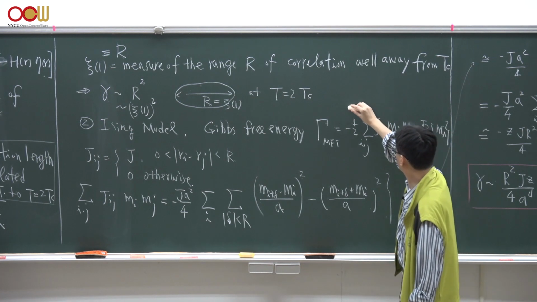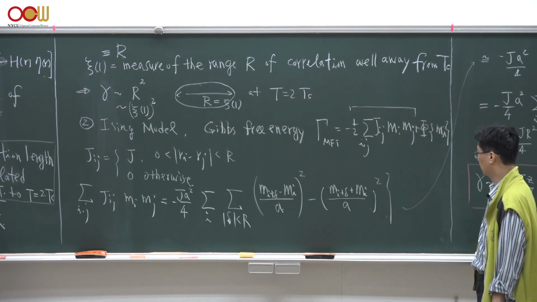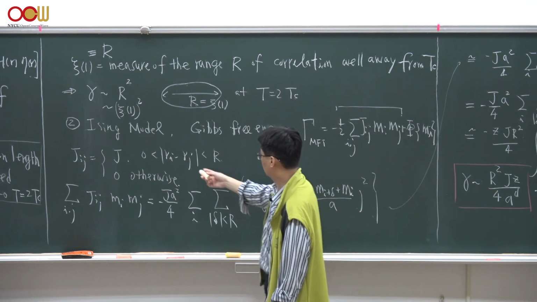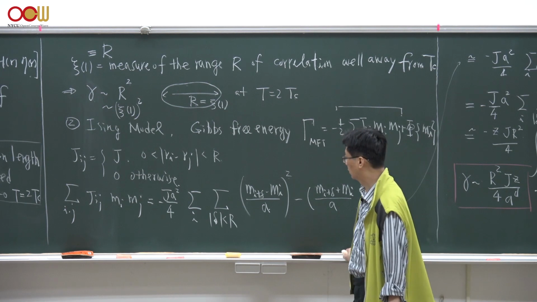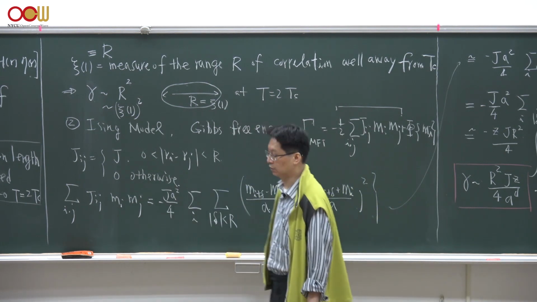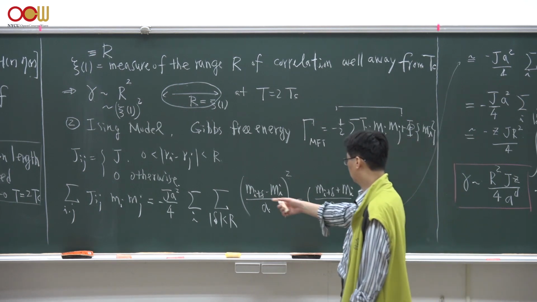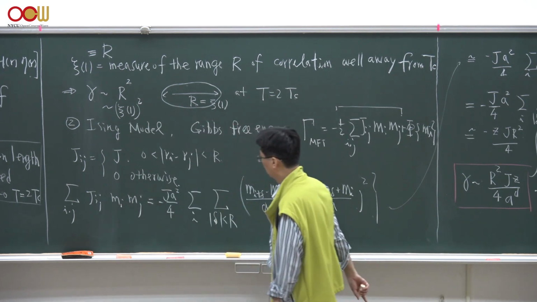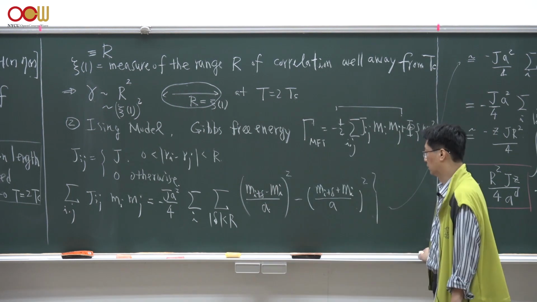The second way to show this relation is by calculating the Gibbs free energy of an Ising model concerning just this Ising term, the Jij term. Imagine that we consider Jij to be simply a constant within this range of interaction and 0 otherwise. Then we can rewrite or estimate this Jij term from that simple assumption.